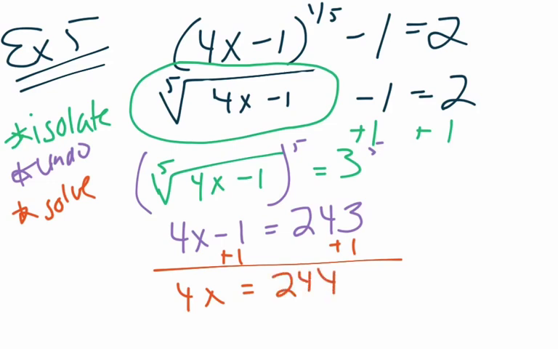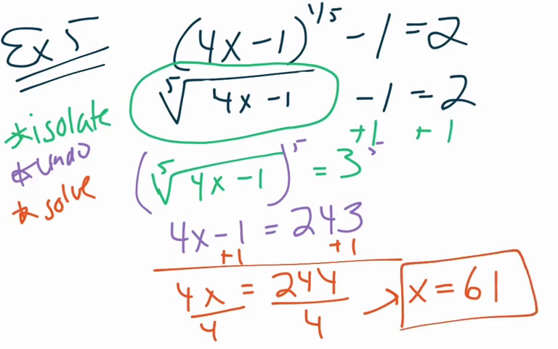This you can actually divide in your head, because you could think to yourself, okay, how many times does 4 go into 24? And it's 6. And then how many times does 4 go into 4, which is 1. Or you can take out your calculator and divide it out, but we end up with x is equal to 61. So there's your five problems.